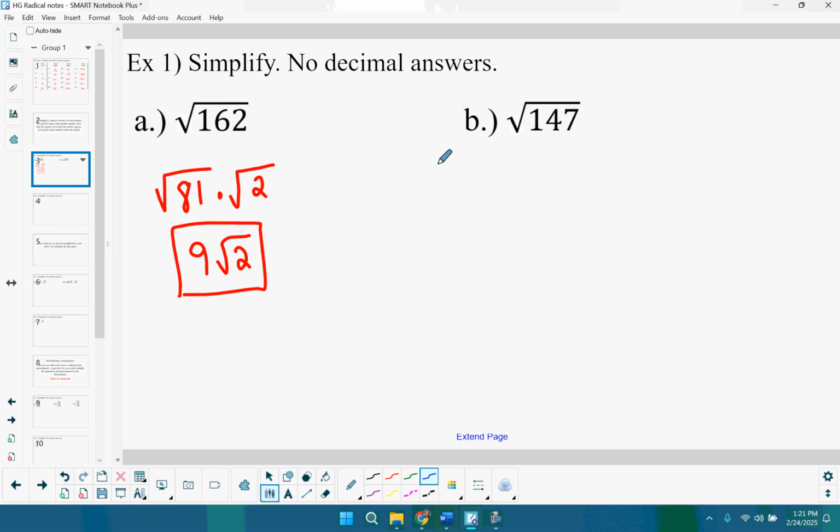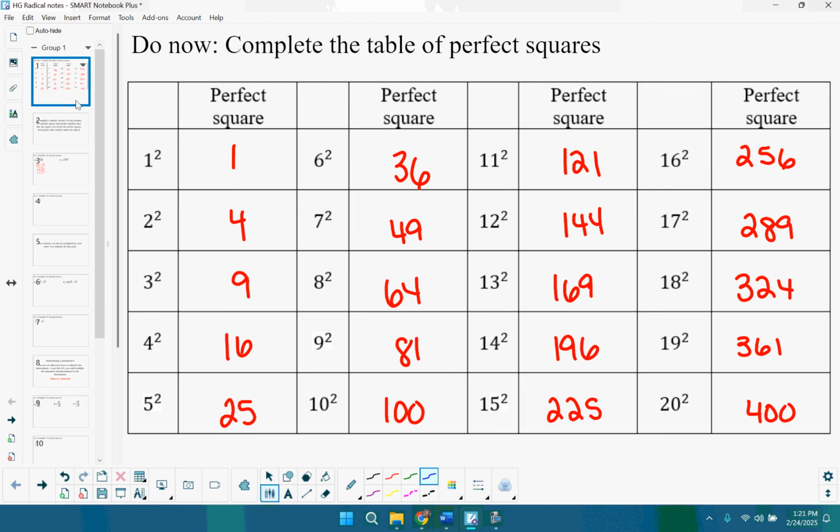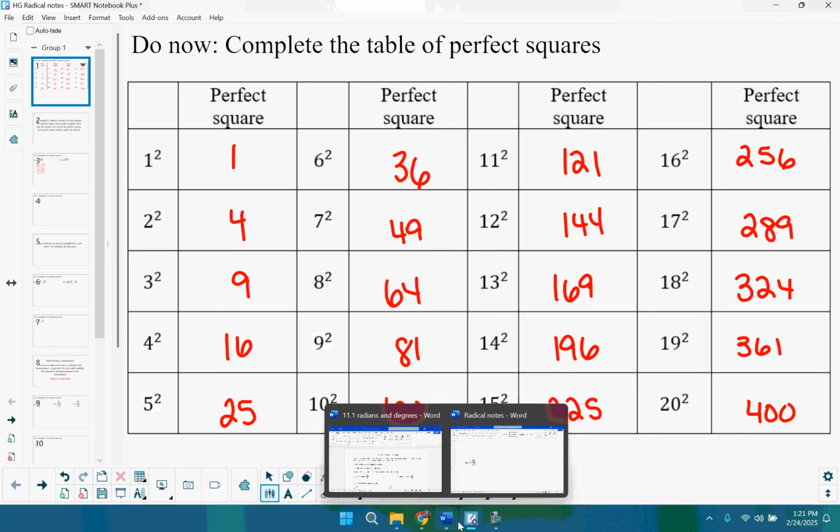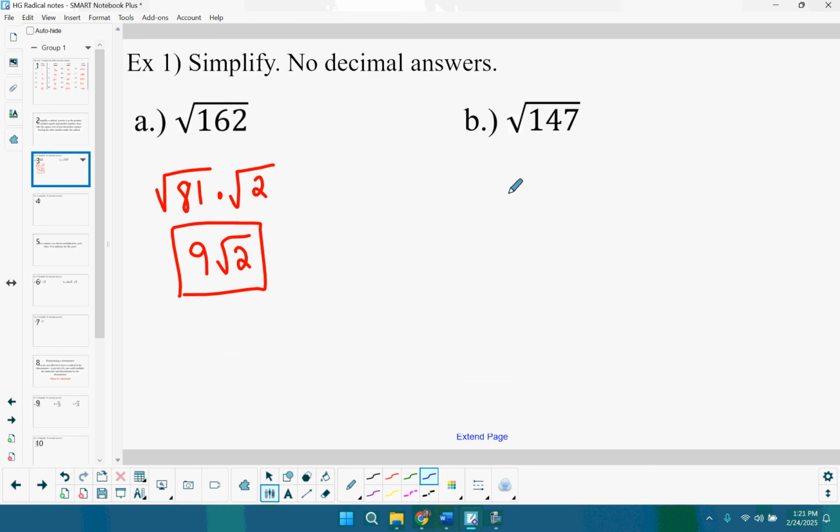For B, the square root of 147, I would go to my list of perfect squares, anything below 147. And I'm going to keep checking which ones go in evenly. Once I hit 49, 147 divided by 49 is 3. So that's 49 times 3. The square root of 49 is 7, but we can't take the square root of 3, so it stays under the square root.